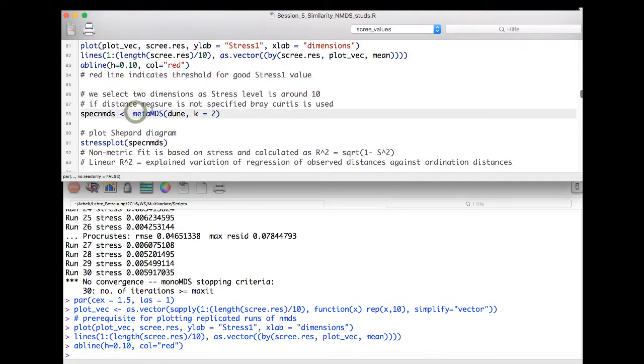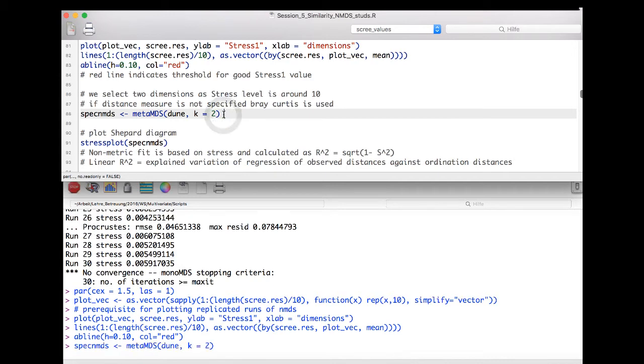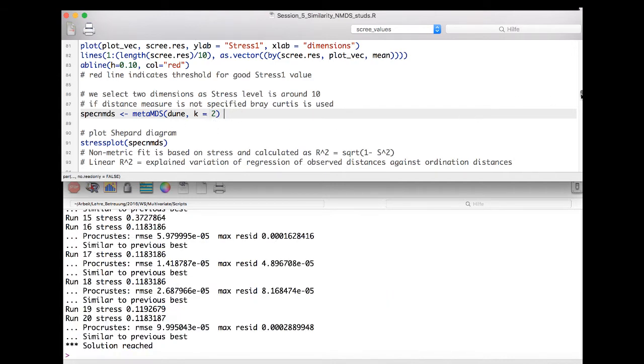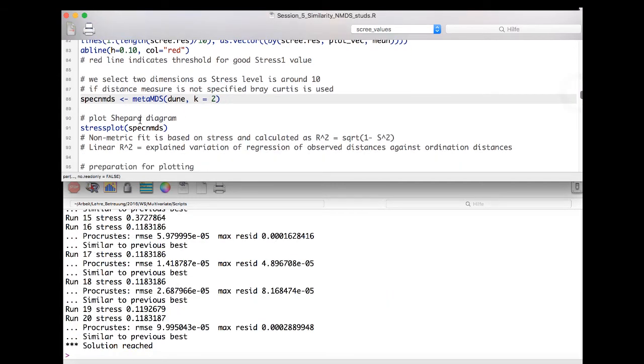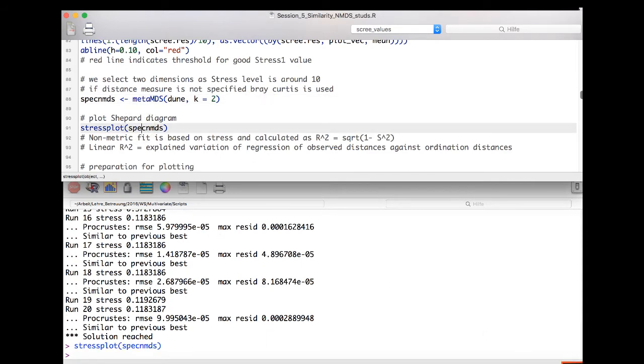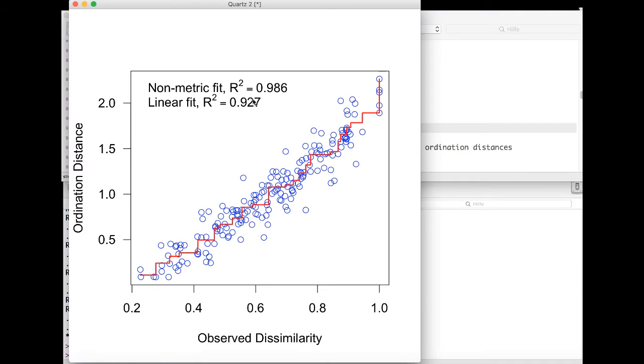We select 2 dimensions and fit the NMDS again. It's fairly quick. And then we look at the Shepard diagram. So this provides us with a non-metric R square and the linear R square that's not displayed here, and shows us the relationship between the ordination distance and the observed dissimilarity.